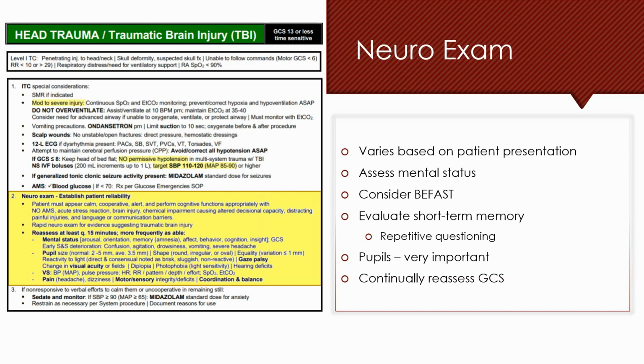Looking back at pupils, though, super important. Looking at whether or not they're dilated, whether or not they're sluggish, are they equal or unequal? Being able to record and note any trends in pupillary changes is going to be super indicative of whether or not they have a developing intracerebral bleed of some sort.